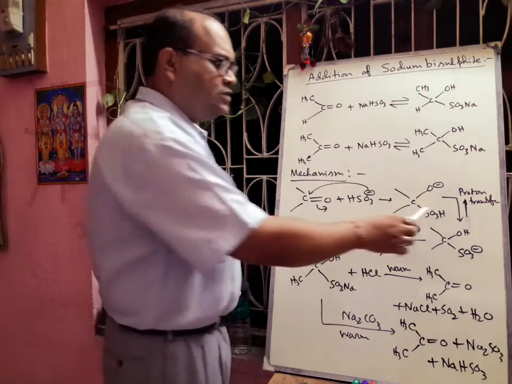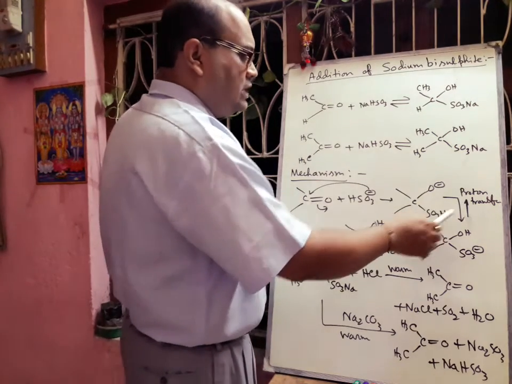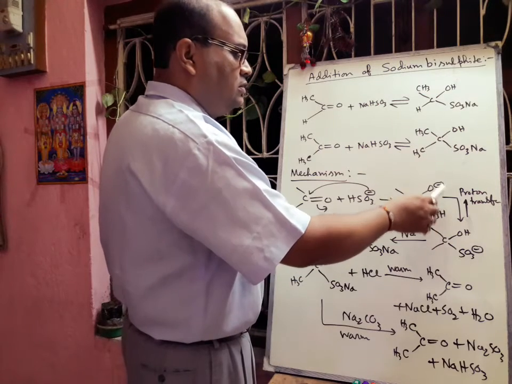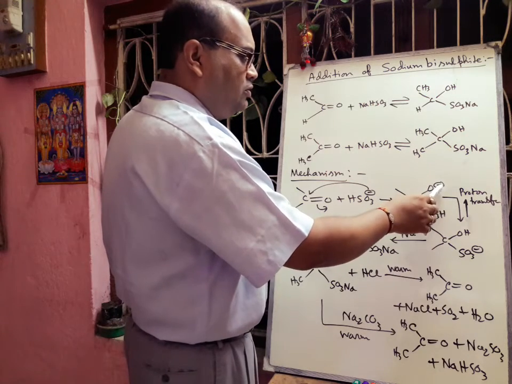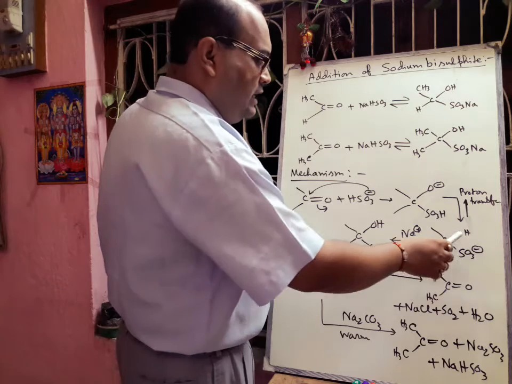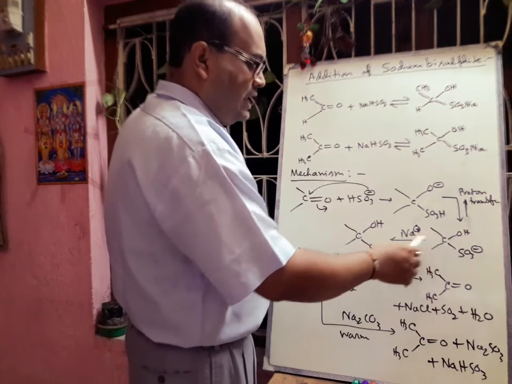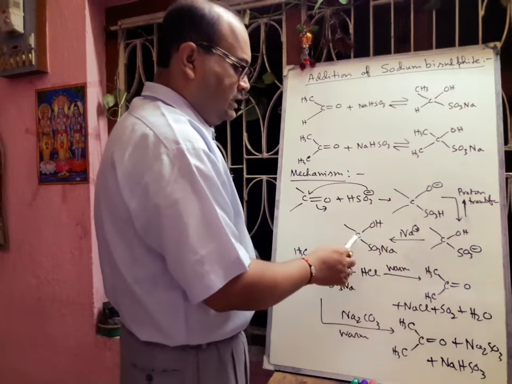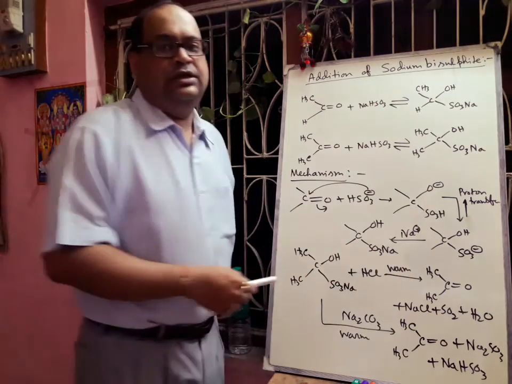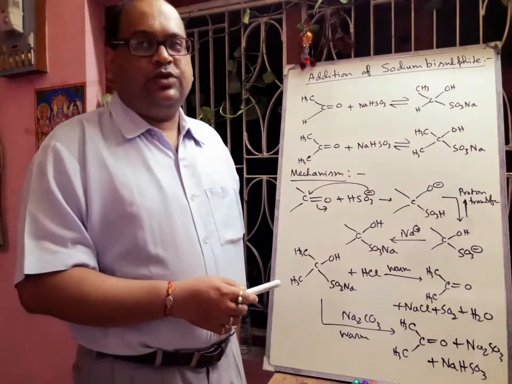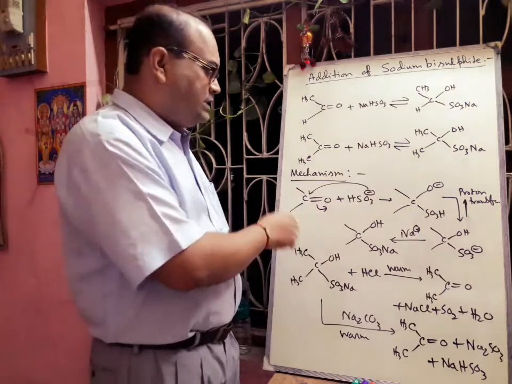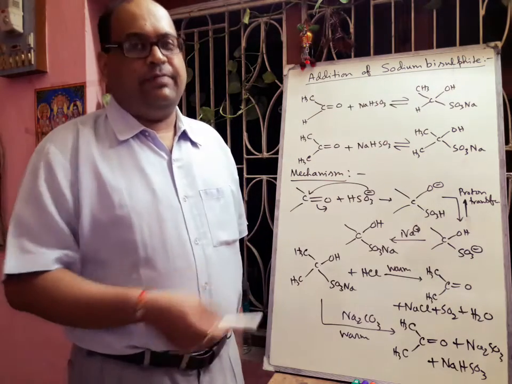Now from this SO3H there will be proton transfer. From this OH bond there will be addition of a proton to this OH, and finally, by addition of Na+, we get the addition product, that is acetaldehyde sodium bisulfite, or if it is a ketone, then the ketone sodium bisulfite product.